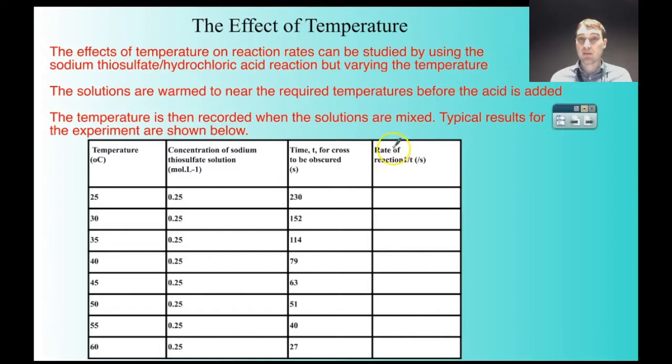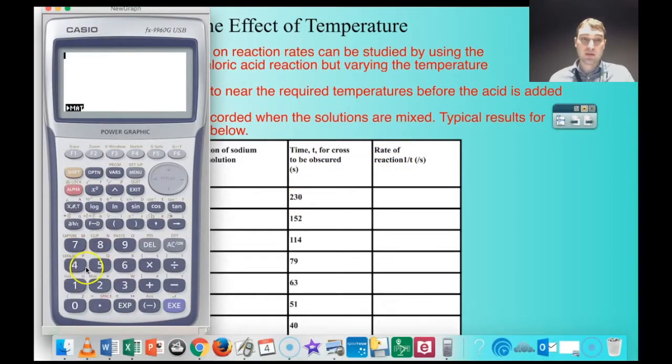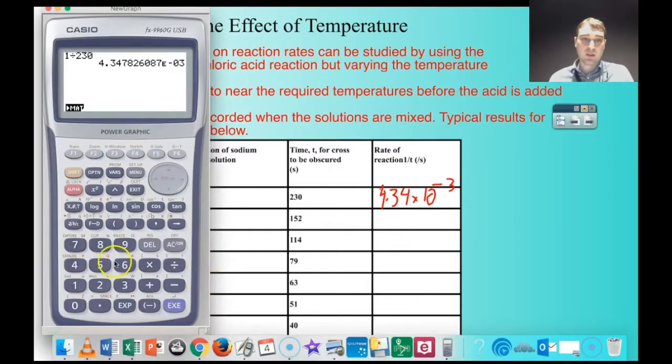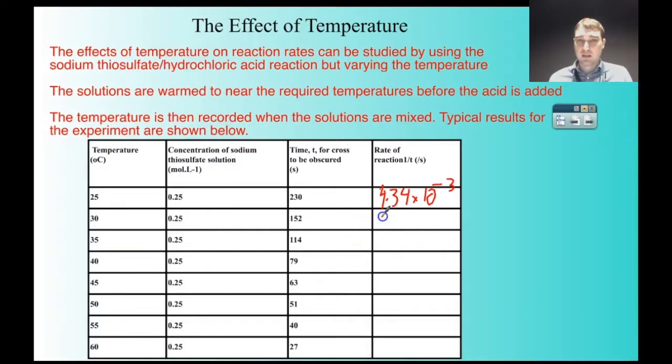From that we can calculate a rate by doing 1 divided by the time. So let's do that for the first one. We've got 1 divided by 230, and we get 4.34 times 10 to the minus 3. So let's pop that in. Let's do the next one. So 1 divided by 152, and we get 6.58 times 10 to the minus 3. I'm going to do the rest now quickly.